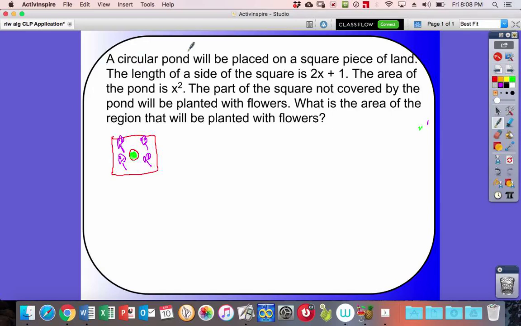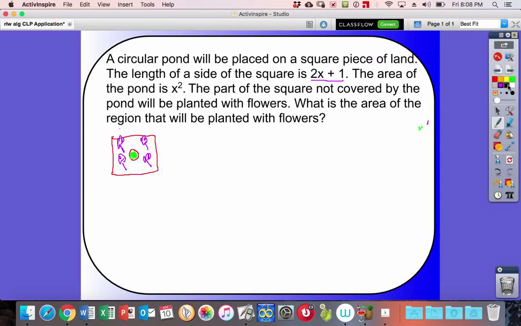So I have a circular pond in the middle that will be placed on a square piece of land. So each of the sides are the same. Okay, now I'm going to go to the next sentence. The length of a side of the square is 2x plus 1. So I'm going to write that in.